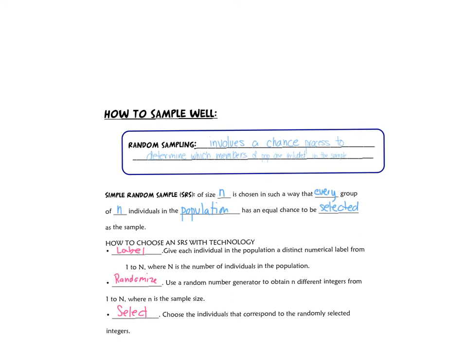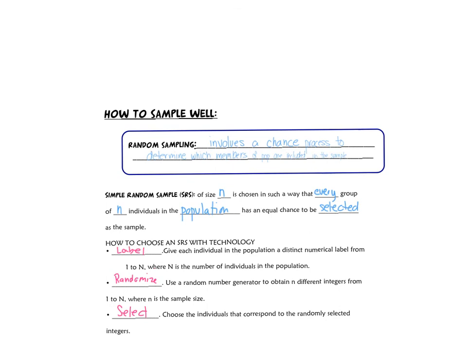So how to choose an SRS with technology is the first way we're going to do it. You're going to label, you're going to give each person in the population a distinct numerical label from 1 to capital N. Capital N is the size of the population. All right, so if I was going to give each of you a number, I would put little number 1, 2, 3, all the way through 26. Then I'm going to randomize it.